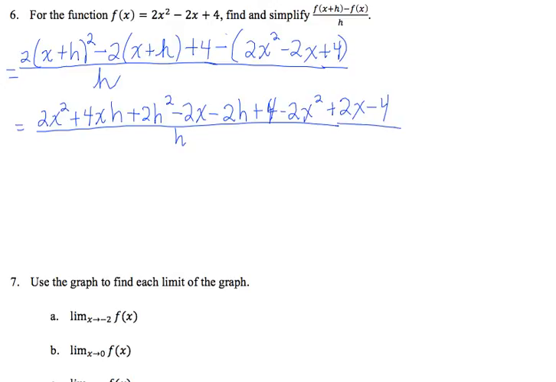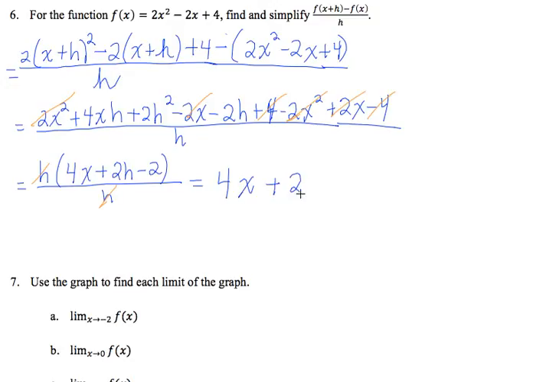Now I'm going to look for things that simplify here. We have 2x squared minus 2x squared. Negative 2x plus 2x, plus 4 minus 4. And that looks like it. With what we're left, we can take an h out of everything in the numerator. That's the whole idea here. That would leave us with 4x plus 2h minus 2, all over h. And now that that numerator is factored, we can cancel those h's. So your final answer should have been 4x plus 2h minus 2.